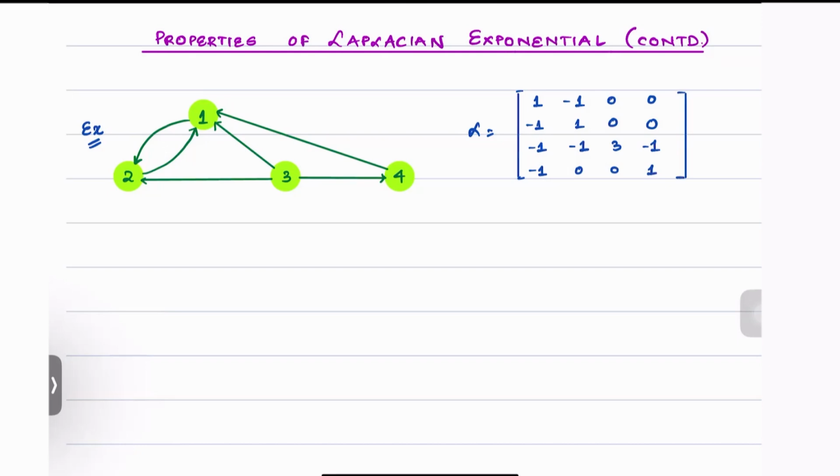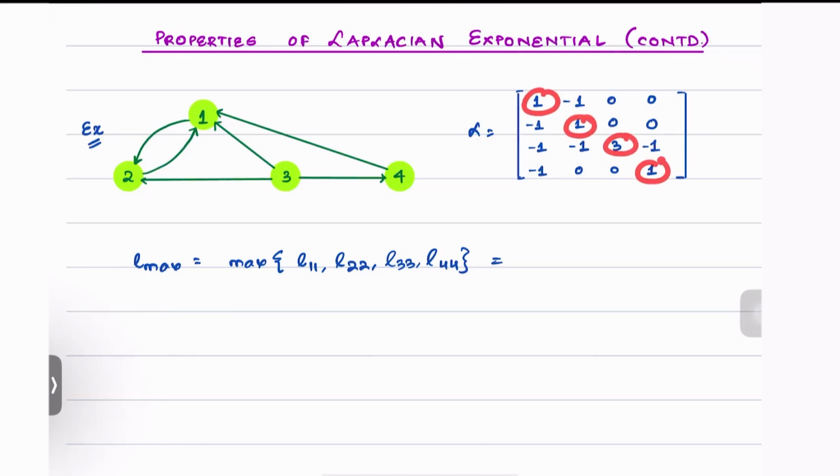What is equal to L max here? Now just to remind you, we had defined L max as the maximum over all of the diagonal entries. In this case, L11, L22, L33, and L44. So the diagonal entries are 1, 1, 3, and 1. Hence, L max here is directly equal to 3.